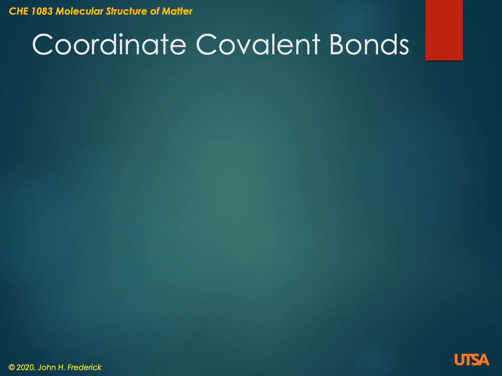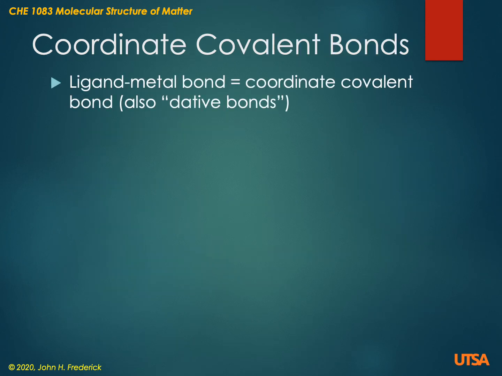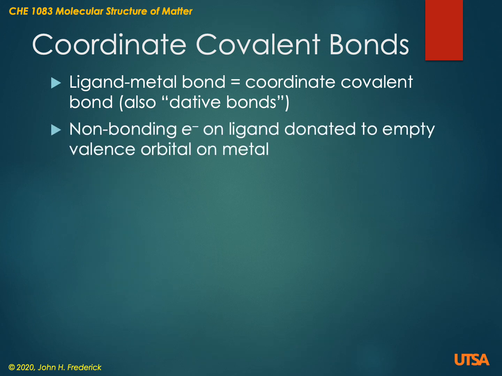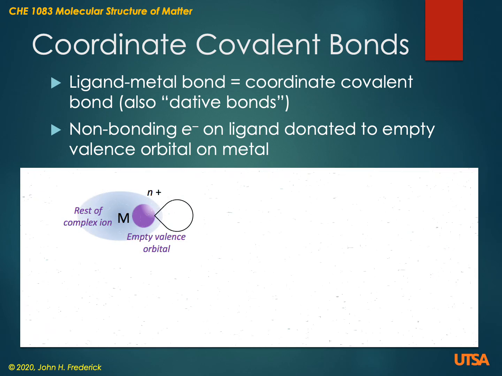So let's talk about these special bonds that are created between the ligands and the metal. We call these coordinate covalent bonds. You'll also see sometimes they're referred to as dative bonds. I don't typically use that word, but in case you see it, it means the same thing as coordinate covalent. Non-bonding electrons on the ligand are simply donated into the empty valence orbital on a metal. So it looks something like this.